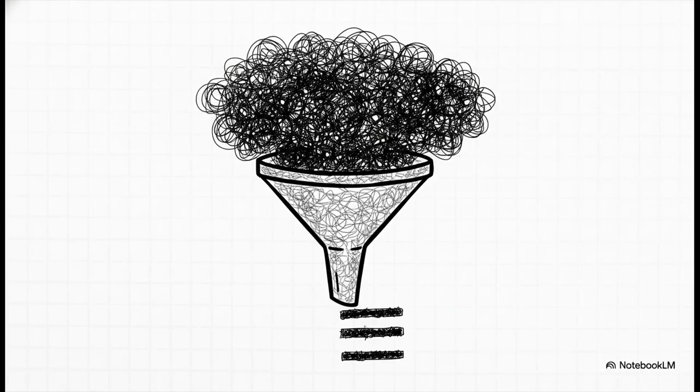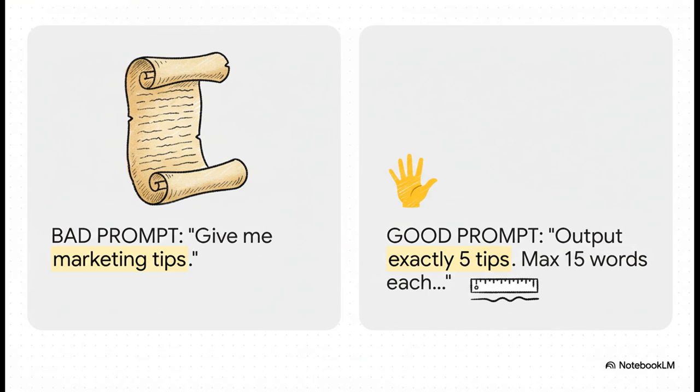All right, for a final example, let's focus on constraints. Because sometimes it's not just about the format, it's also about brevity and getting right to the point. Our goal here is a short, actionable list of tips. Absolutely no fluff. The bad prompt, give me marketing tips, is basically just an invitation for the AI to write an entire book. But the good prompt sets firm rules. Output exactly 5 tips. Each must be 1 sentence, max 15 words. These are clear, measurable constraints.